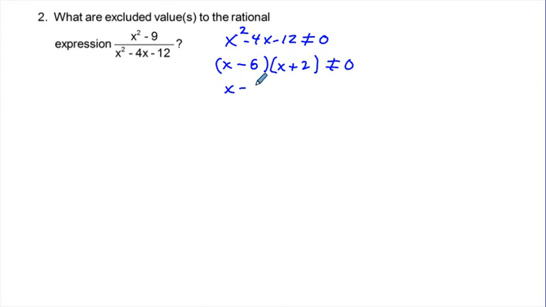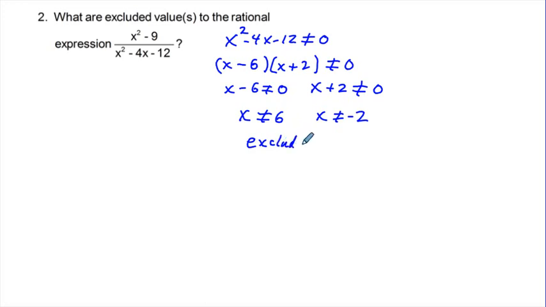So x minus 6 cannot equal 0, nor can x plus 2 equal 0. So x cannot equal 6, nor can x equal negative 2. So excluded values, I'm just going to abbreviate here, excluded, we would say x cannot equal, in set notation, negative 2, 6.